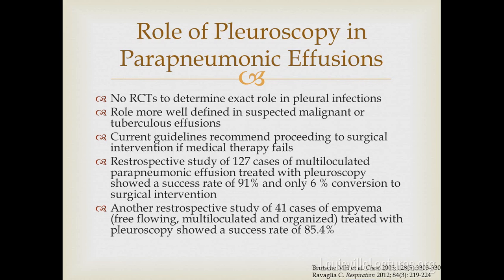Pleuroscopy, like I said, has some role in parapneumonic effusion. That's where we come in as interventional pulmonologists. It's still not the standard of care. Still, if patients require intervention, surgery is probably better. But there are 2 retrospective studies looking at about 127 patients and 41 patients, where even patients with multiloculated effusions and complicated empyemas, when they underwent pleuroscopy, which is much less invasive and much less risky than VATS, did fine. So if you have a patient who does not want VATS or is not fit for VATS, it's okay for you to call us. Maybe we can do pleuroscopy.